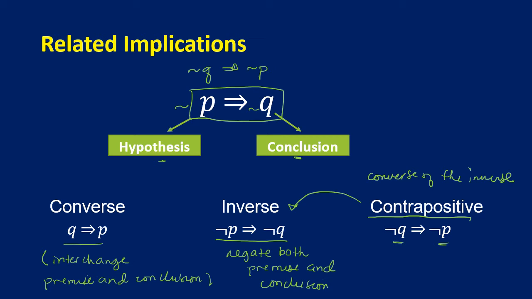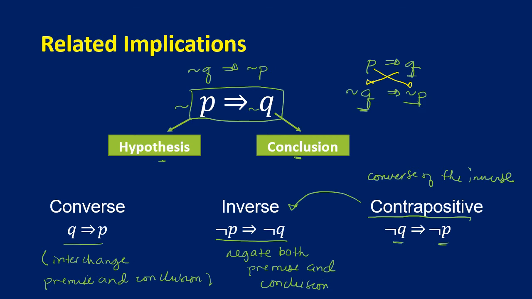So remember, to get the contrapositive, wait, let me write that again. P then Q. To get the contrapositive, the new premise is the negation of the conclusion, and the new hypothesis, sorry, I'm always referring to hypothesis as premise, it's the same thing. Again, the new premise is the negation of the original conclusion, and the new conclusion is the negation of the original premise. Maybe I should write this. Like that. Understand? It's very important that you memorize by heart how to form the contrapositive.